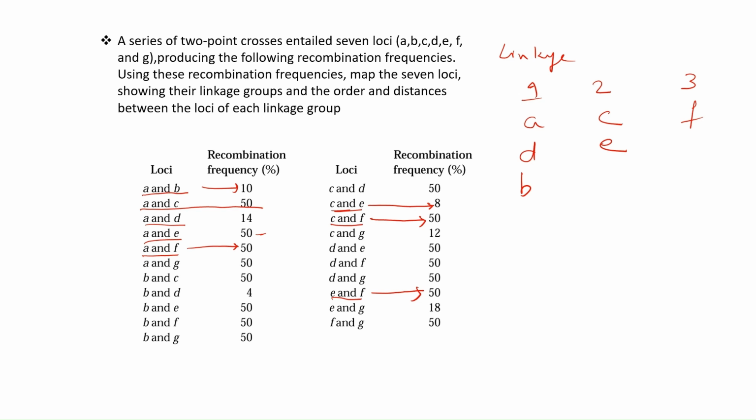Understood? So like that, first try to segregate all the genes into different linkage groups, and then on the basis of recombination frequency percentage, try to map those genes. Do let me know in the comment section how you map the genes.